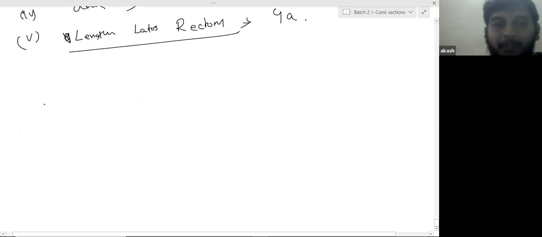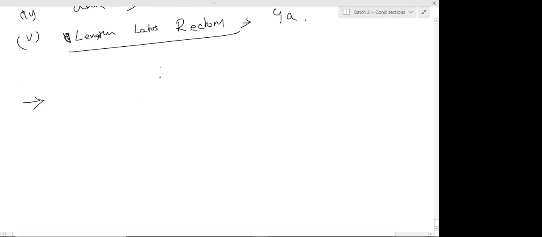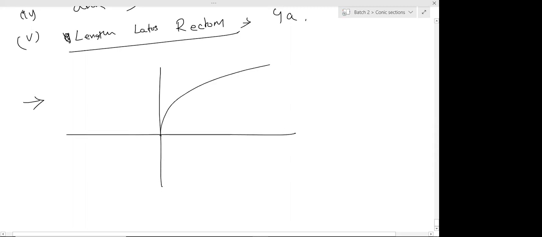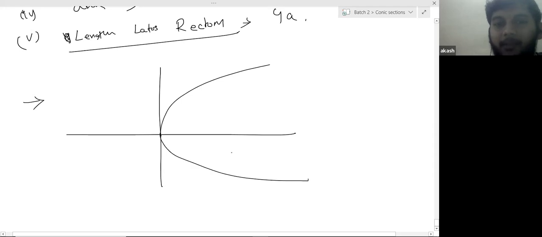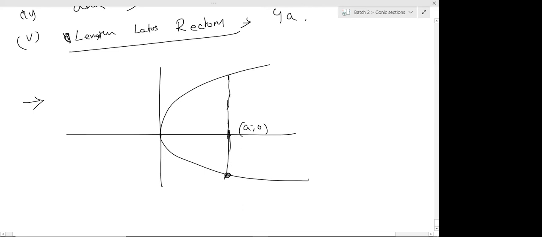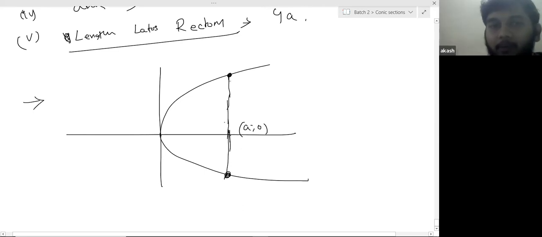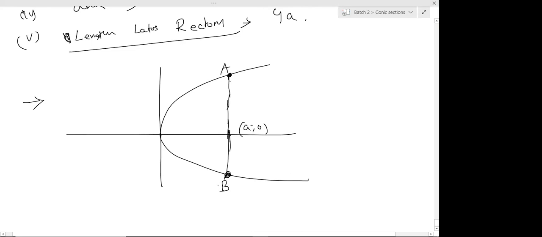Okay, can you repeat the length of latus rectum again? All right, see. Let me draw another diagram, just explaining that. See, this is the focus, a comma 0. I told you a line that is perpendicular to this and passing through focus. If I have to find the distance between these two points, I have to know these points a and b.